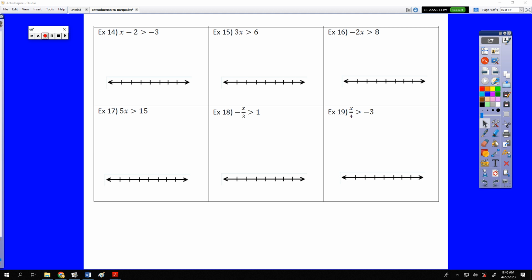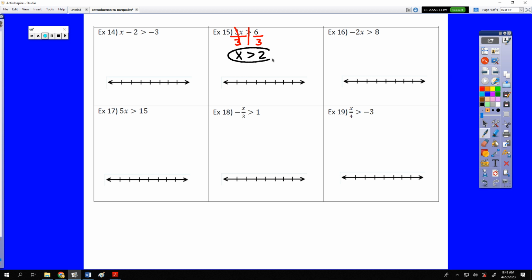That says 3 times x, so we need to divide by 3. Now, this is where that possible problem arises. When we multiply or divide, we have to think to ourselves, the number that we are dividing by, is it negative? Is that 3 negative? No. So we still don't have any differences. It still behaves exactly like a regular equation.